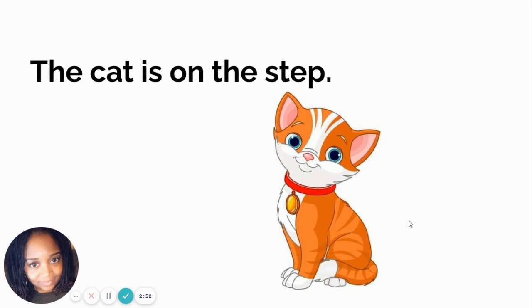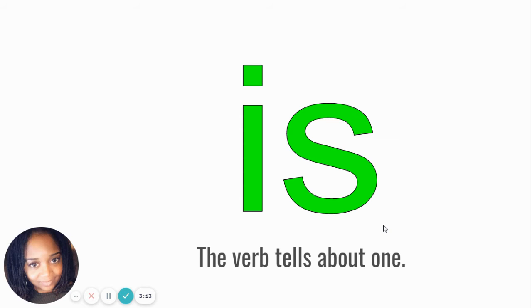Here we go. The cat is on the step. What is our verb in a sentence? And are we talking about one person, place, or thing? Or more than one person, place, or thing? Go ahead, pause your video, write it down. Right. Is the verb, and this tells about one. This verb tells about one.